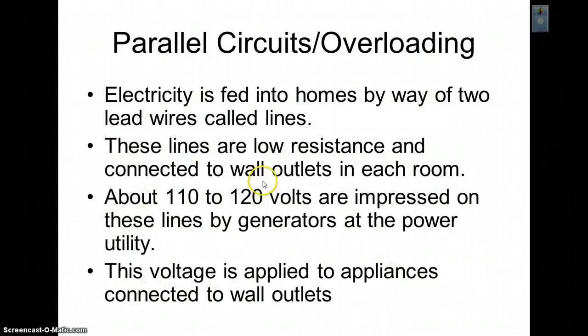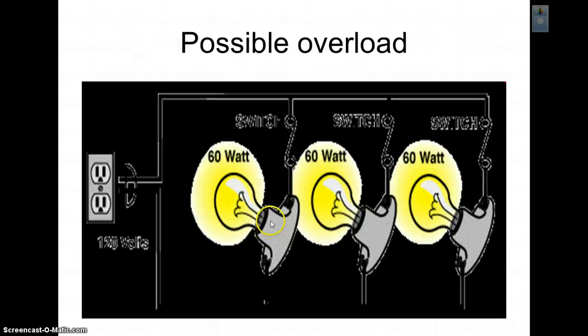Okay, there are some interesting things here. Parallel circuits and overloading. Electricity is fed into the homes by way of two lead wires called lines, and these lines are pretty low resistance, connected to wall outlets in each room, and about 120 volts are impressed upon these lines by the generators at the power utility. This voltage is applied to appliances connected to the wall outlets.